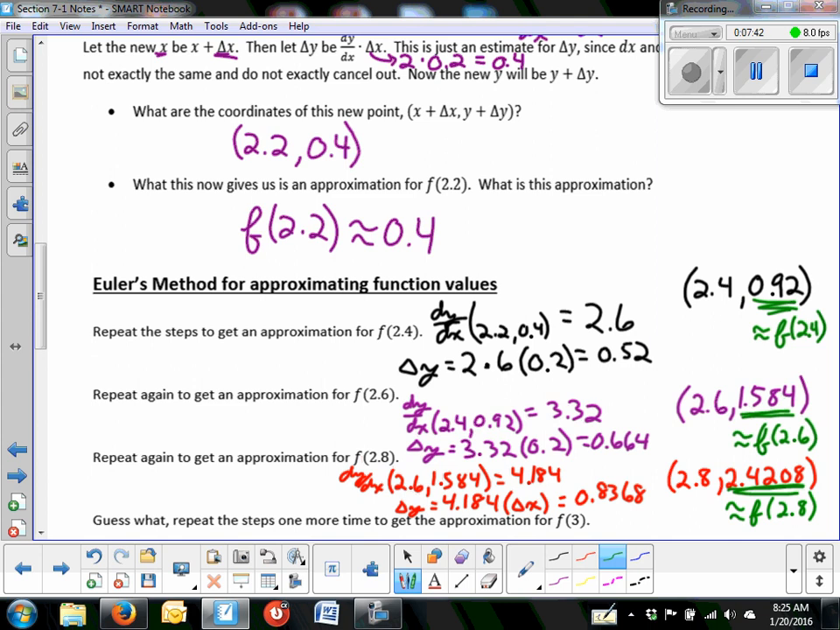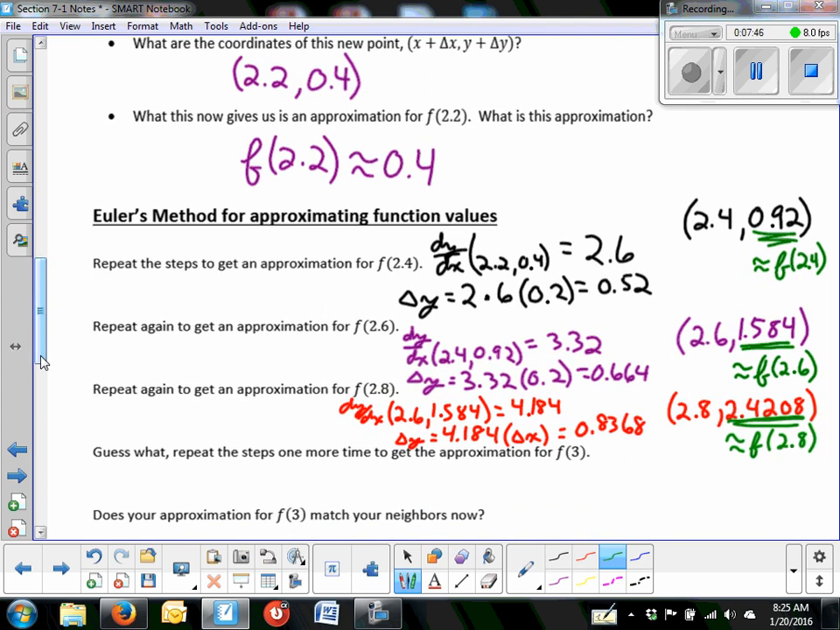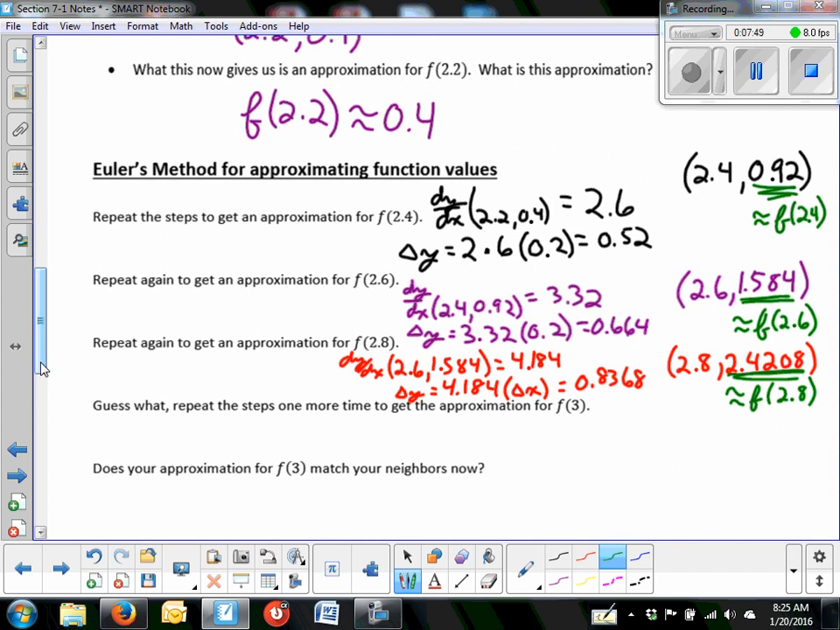So if you notice, we're getting very repetitive in our steps, but we're all able to do these steps, so we should all be getting the same answers.